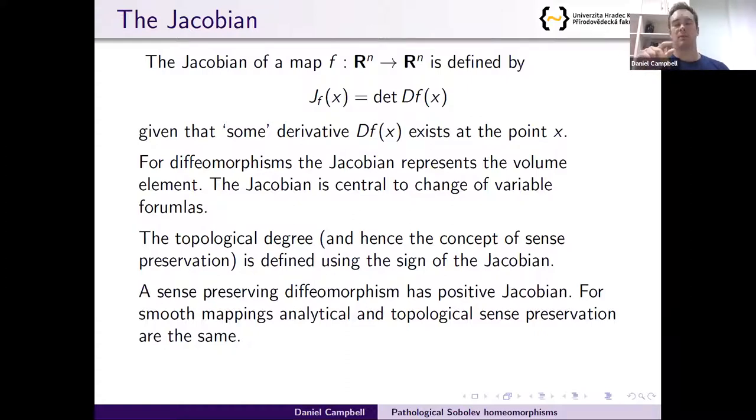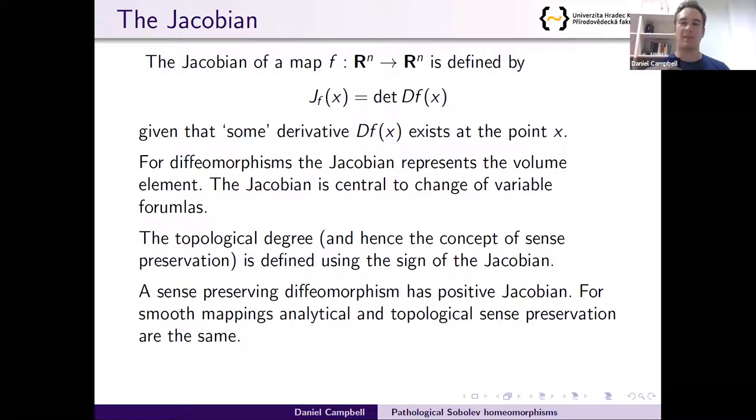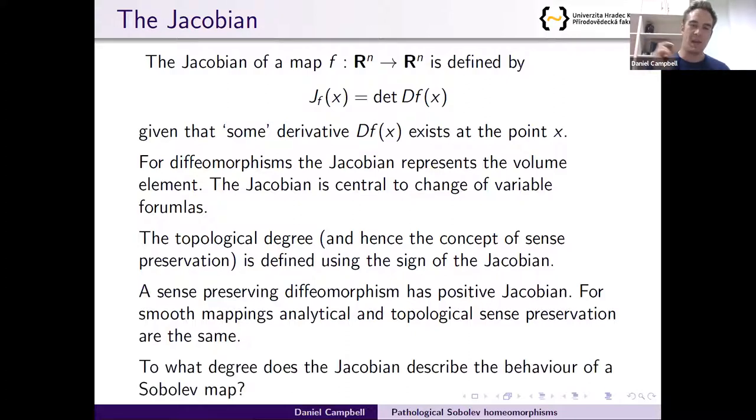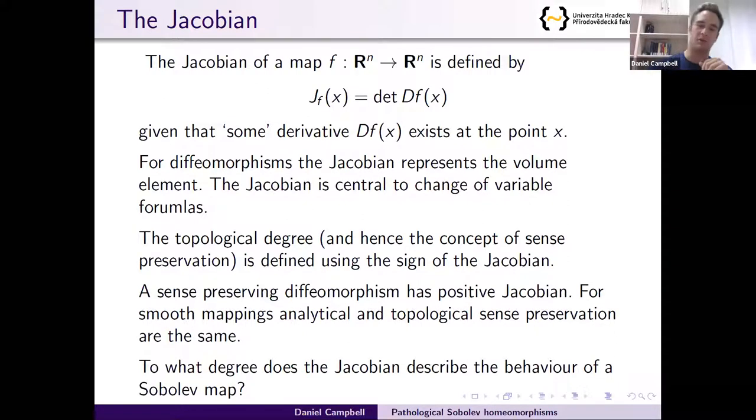So in a sense, an analytical version of sense preservation, i.e. things not being turned inside out, meaning the Jacobian being positive, and a topological version of sense preservation, i.e. let's say the degree of your homeomorphism being one, are the same if you have a smooth map, right? And it would be interesting to know, both in terms of geometrical function theory, but also it has applications in nonlinear elasticity, to what extent does this behavior of the Jacobian extend also to Sobolev maps?